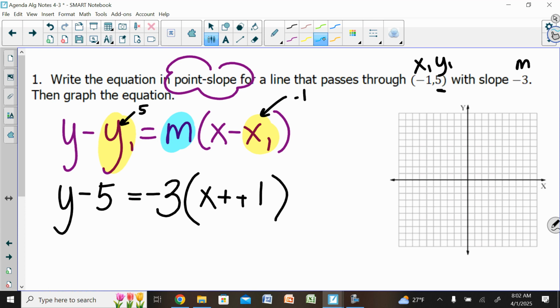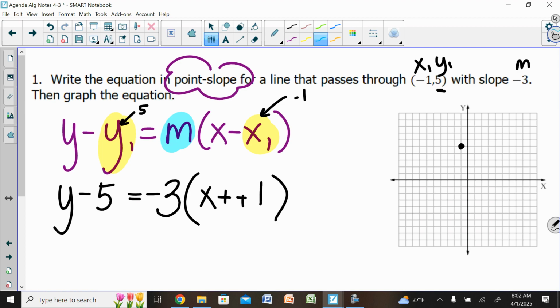So we're used to graphing with y equals mx plus b. I put b on the y-axis, and then I move rise over run. Well, I don't have a b in this one, but I do have a point at -1, 1, 2, 3, 4, 5. So there is a point. I do the same thing.